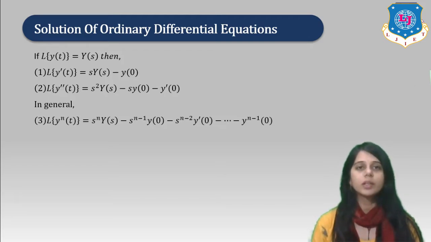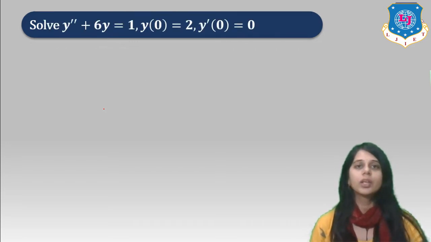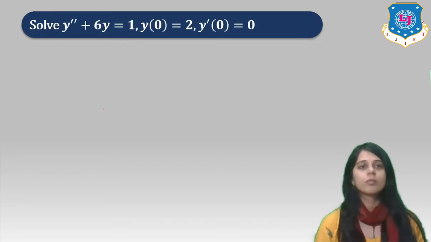We know about the derivative formula of the Laplace transform, like Laplace of y of t equal to Y of s. Then if we are applying Laplace on y dash t, we get sY of s minus y of 0. Similarly for y double dash t, s square Y of s minus s y of 0 minus y dash 0, and so on. Now we are taking one example.